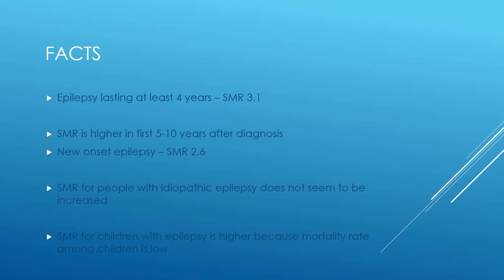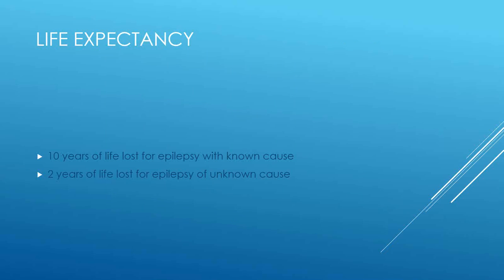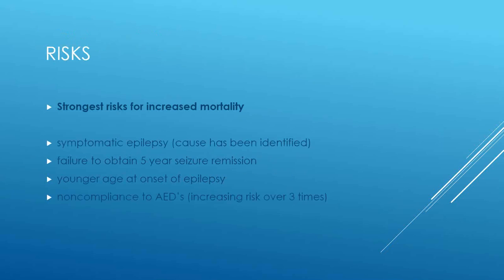SMR for people with idiopathic epilepsy, or epilepsy in which we do not know the underlying cause, does not seem to be increased. However, SMR for children with epilepsy seems higher because the mortality rate among children is very low. So if you look at this slide of mortality by age in epilepsy patients, it seems very high in the first 2 years of life. But that is because the death rate in the general population at this age is very low. The other way to look at it is life expectancy. It appears that there are 10 years of life lost for epilepsy with known cause, so-called symptomatic epilepsy, while 2 years of life are lost for epilepsy of unknown cause, or idiopathic epilepsy.